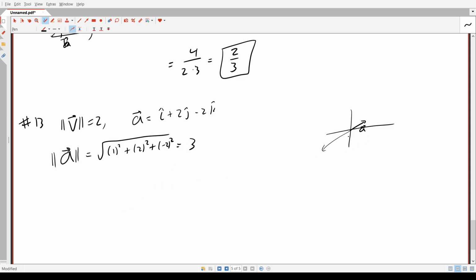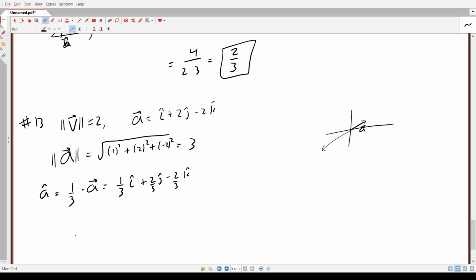So a unit vector in this direction is going to be a times 1 over 3, or 1 over the norm. So that's 1/3 i hat plus 2/3 j hat minus 2/3 k hat. Okay, so this is the unit vector. I'm going to call it a hat, right?